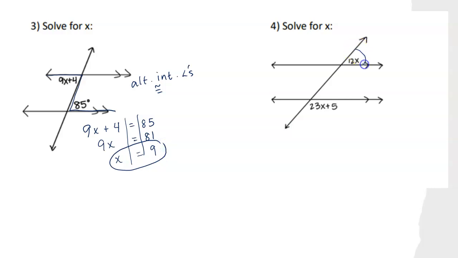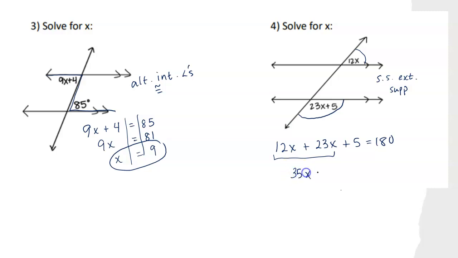And then on this one, I have same side exterior angles. Since they're same side exterior, they are supplementary, which means I'm going to do 12x plus 23x plus 5 equals 180. I'm going to solve for that. So I get 35x is equal to 175. And so then x is equal to 5. Okay.